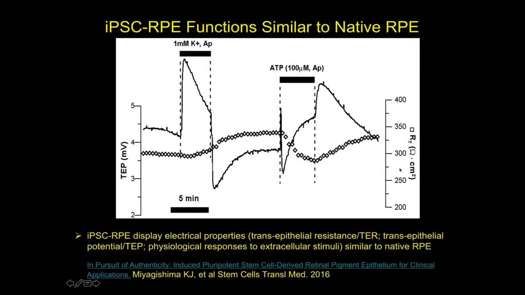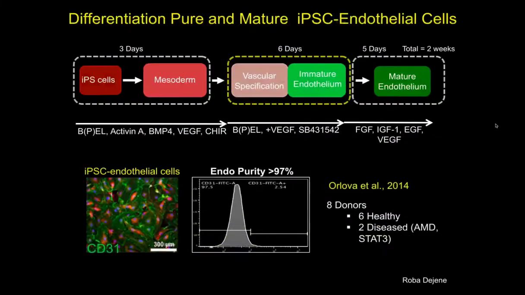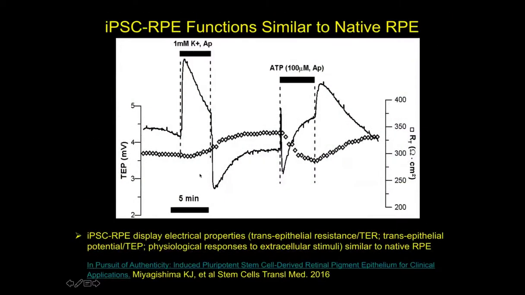Most of this data has been published. You can view that in a previous publication. But what it shows you is that trans-epithelial resistance, really a function of the tight junctions between neighboring cells that I mentioned in my introduction, are correctly formed. Cells present resistance to the flow of current. Trans-epithelial potential of the cells, the difference between apical and basal membrane resting potential, shows how polarized they are. About 4 millivolts here is again similar to native RPE cells.